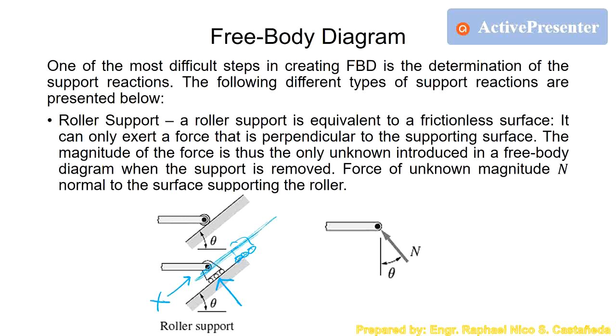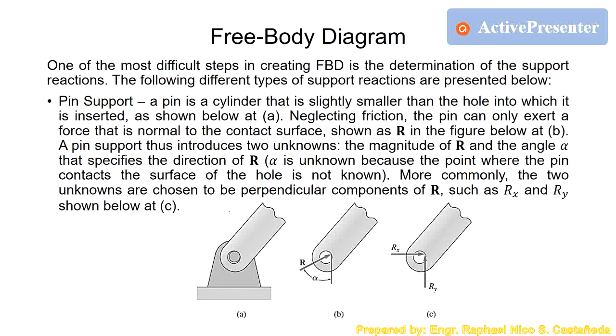We can move it in this direction, and we can also rotate the body. This one, we can rotate. So that's why there is only one reaction, because it only resists movement along this direction. Reactions in nature are the ones that resist the movement of the body.